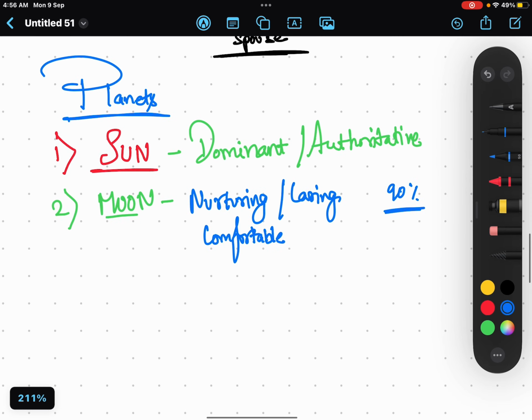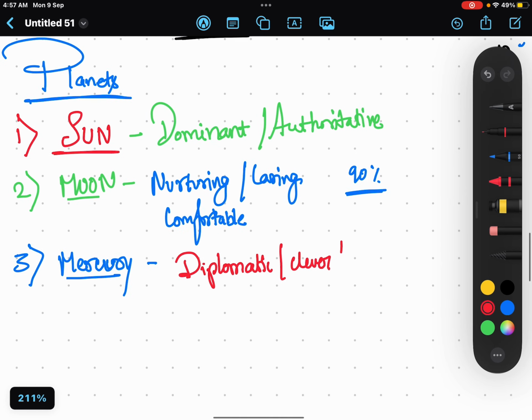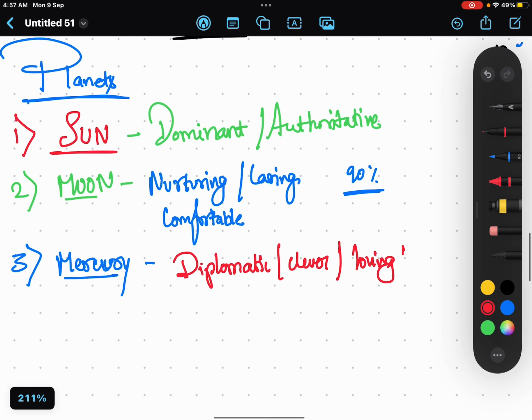Now the third one, if you have Mercury in the 10th house. Whenever there is Mercury in the 10th house, this is like a diplomatic figure. She will be clever and diplomatic, but very loving to her son or her daughter, loving to her own kids. But she will be diplomatic and clever.